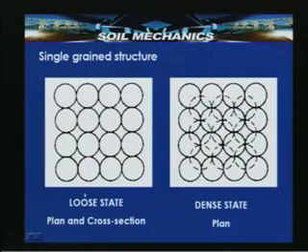A single grain structure in the loose state, both for plan and cross section, is shown here, and for the dense state of single grained structure, the plan is shown here. These are the spheres at the bottom, and at the next level these are the spheres, and this sphere will be at the topmost level. So, this arrangement represents the dense packing state, and this arrangement represents the loose packing state.